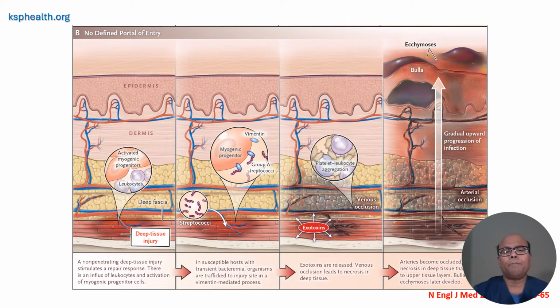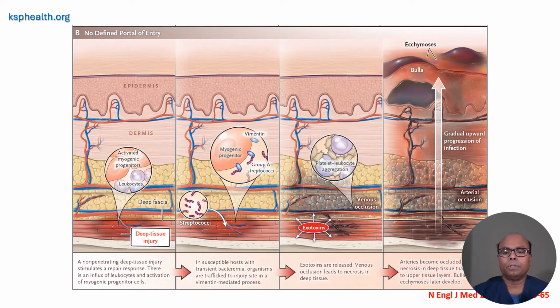When there is no defined portal of entry, following a sprain or deep tissue injury, there is increased vascularity at the place of trauma. In a susceptible host with a transient bacteremia, the bacteria come and lodge in the deep tissue and release exotoxin.